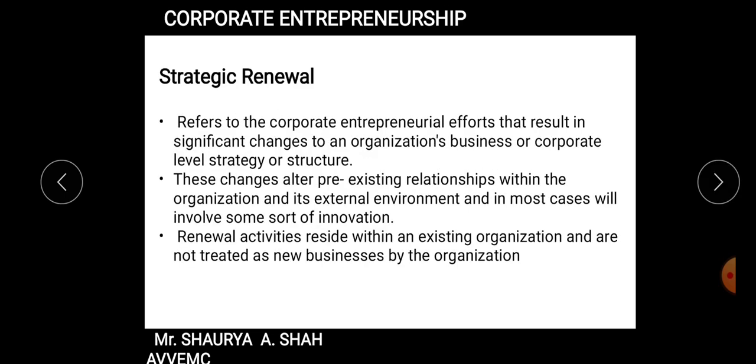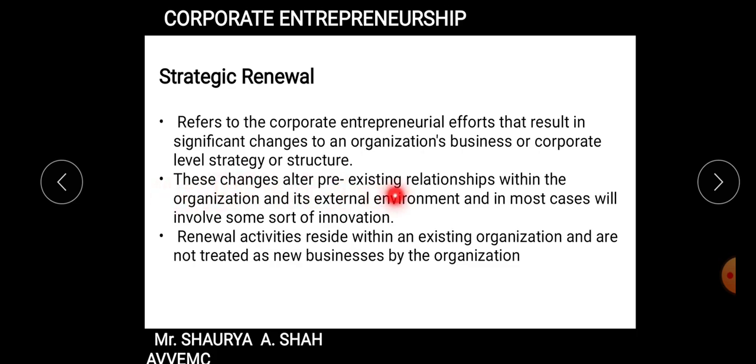And the next part of the process is your strategic renewal, right? What do you mean by strategic renewal? Dear students, it is the efforts that result in significant changes to an organization's business or corporate level strategy or structure. We all have studied the strategic planning in this unit only 2 lectures back. Fine. So what is it? These are the efforts where significant changes to entire organization, business or corporate level strategy or structure is done, right? So strategy is always related to your long-term changes. It is always related to your entire organization.